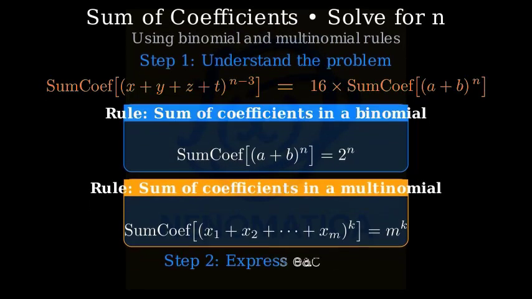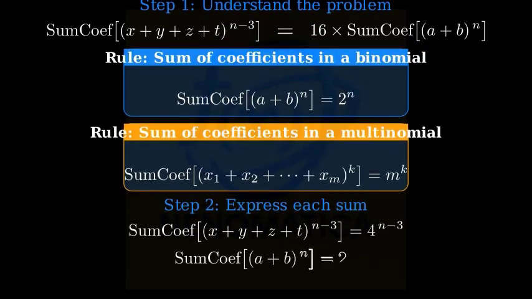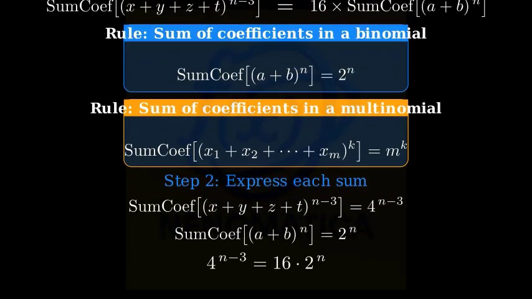Step 2. Compute each sum of coefficients. On the left, the expression has 4 terms, x, y, z, and t, so the sum of coefficients equals 4^(n-3). On the right, the expression has 2 terms, a and b, so the sum of coefficients equals 2^n. The problem states these are related by a factor of 16. So we write 4^(n-3) = 16 times 2^n.